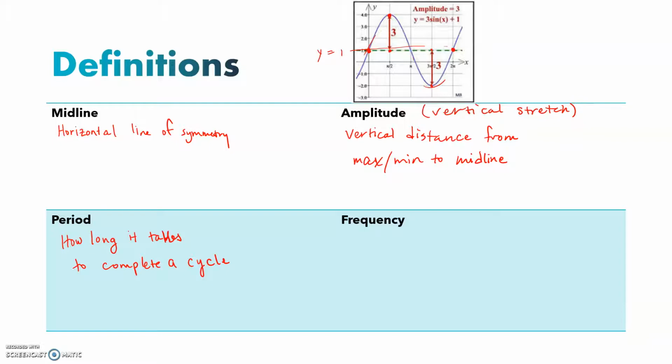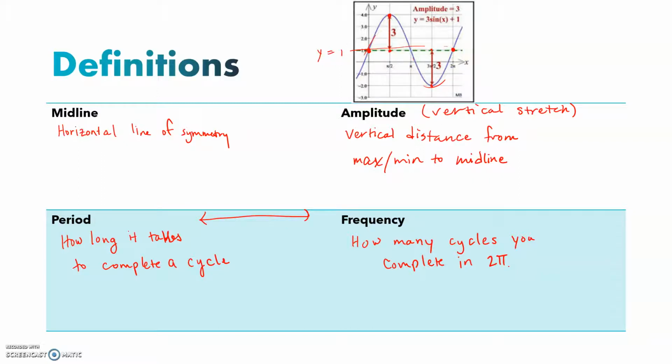Frequency is very related to period. So these two are very much related. Frequency is how many cycles you can complete, and 2 pi is the standard. That's all the way around the unit circle. So frequency is how many cycles you complete in 2 pi. So for this graph, the period is 2 pi and the frequency is 1 because it completes 1 cycle in 2 pi.